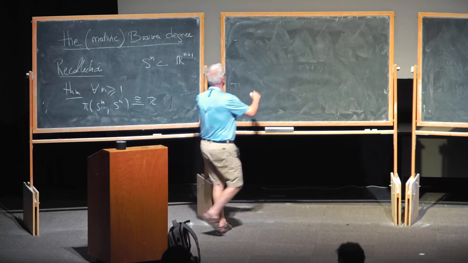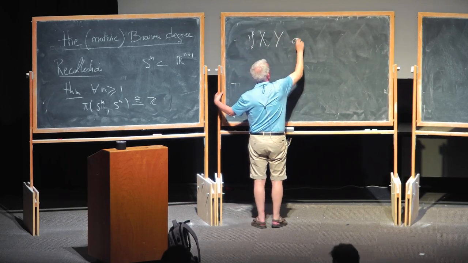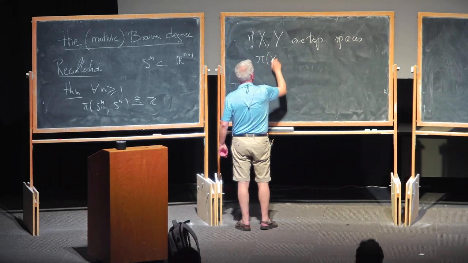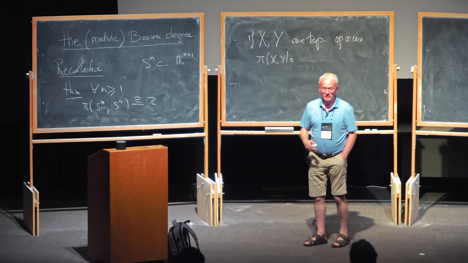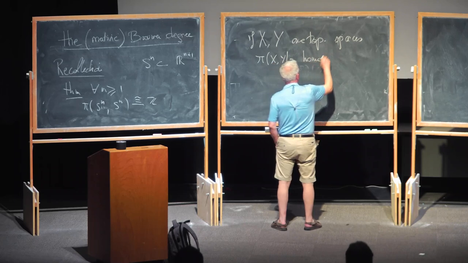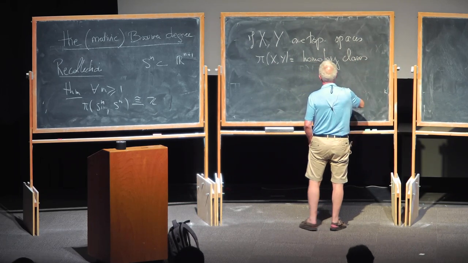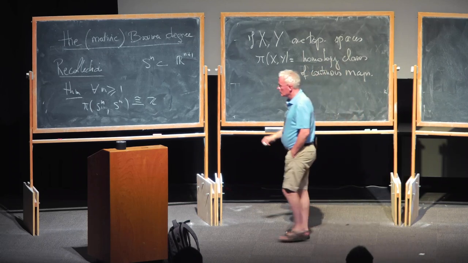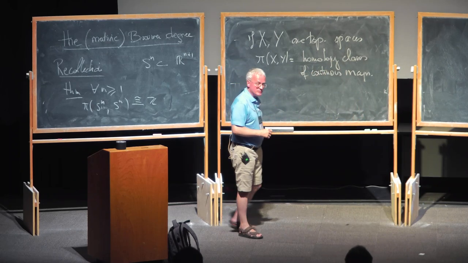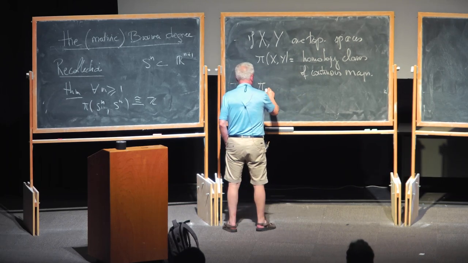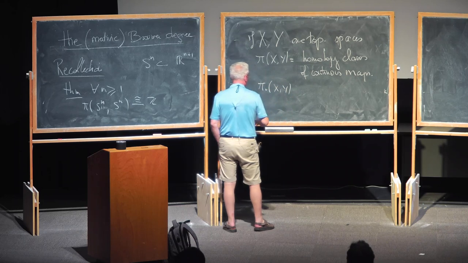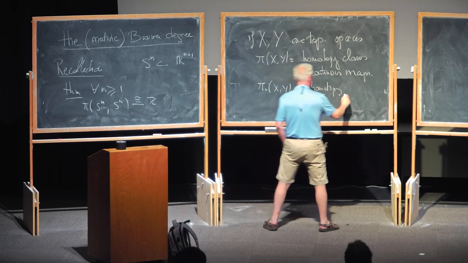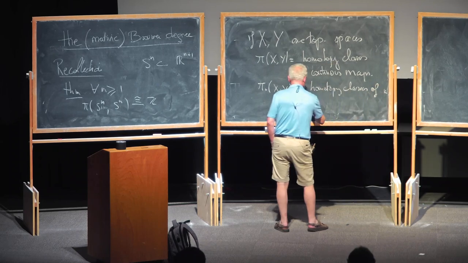So let me be more specific. If X and Y are topological spaces, I will denote by pi(X, Y) the set of homotopy classes of continuous maps from X to Y. And we'll use also at some point, I need to make it precise because at the end it will play some role, when I put a point here, not a star, this would be the set of pointed homotopy classes of pointed continuous maps.